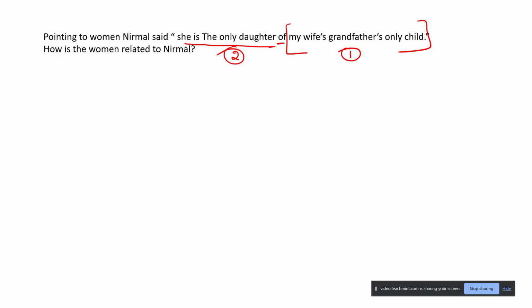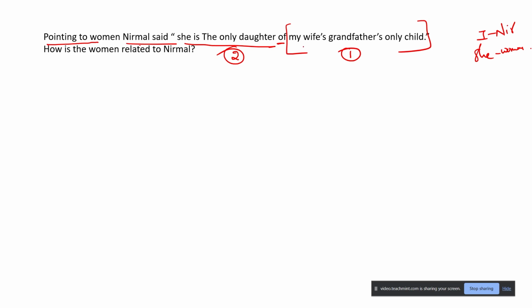So now see here, pointing to a woman, Nirmal is saying. When you come across I, it is about Nirmal. When you are saying she or her, that's about the woman. So she is the woman. First of all, solve the second part. Remember guys, don't decide the gender of Nirmal based on his name, because I told you already, never decide the gender of a person based on their names.